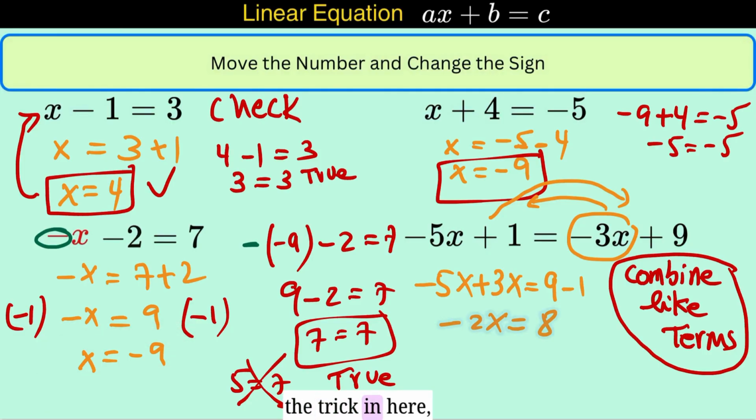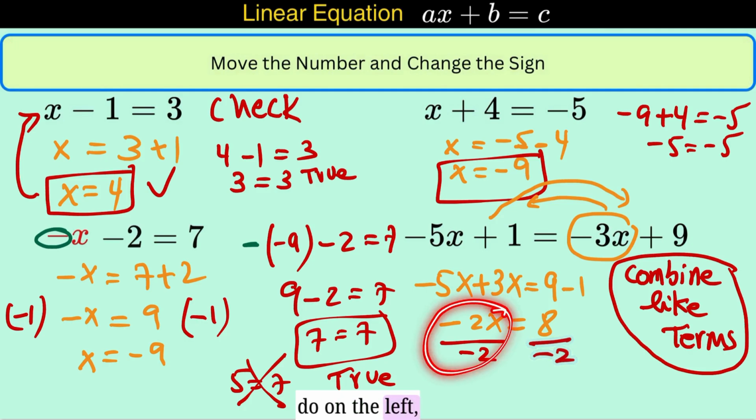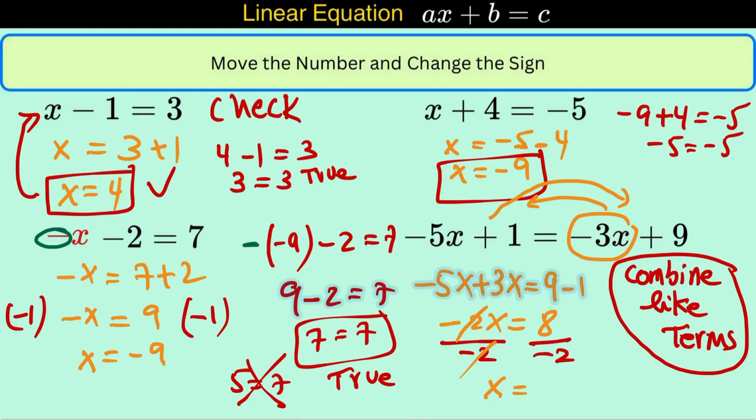So the trick in here, I'm gonna divide by negative 2. But again, both sides, please. Both sides. Whatever you do on the left, do it on the right. This one here, negative 2 will go away with negative 2 will be cancelled. I'm going to have x left is equal. Then 8 divided by negative 2 will give me negative 4.